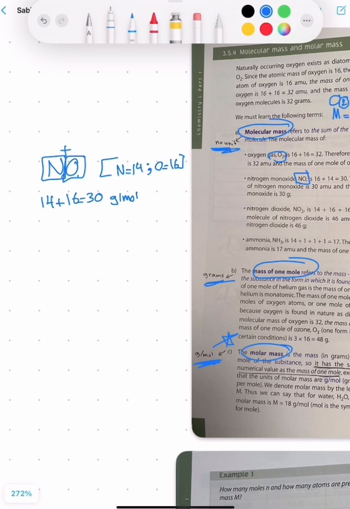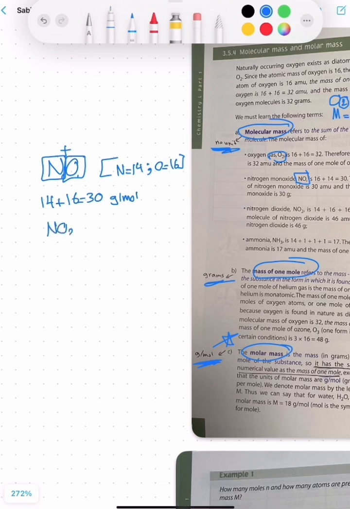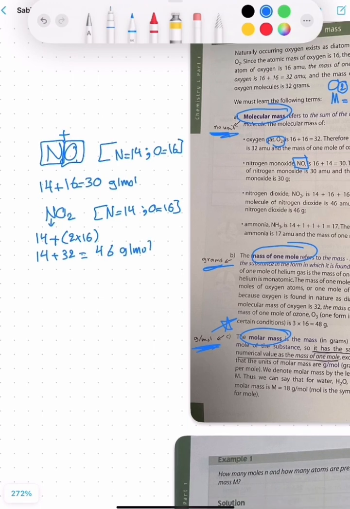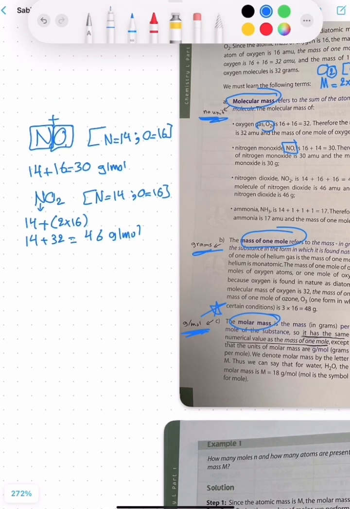Another one. Let's say we have NO2, same thing, nitrogen is 14. This is the question I'll give to you. Do not memorize it. Even if the question does not give it to you, ask your teacher. So we have 1 nitrogen, so 1 times 14, plus 2 oxygens, so 2 times 16. 14 plus 32 is equal to 46 gram per mole. So look, do you see the pattern, how you do it?